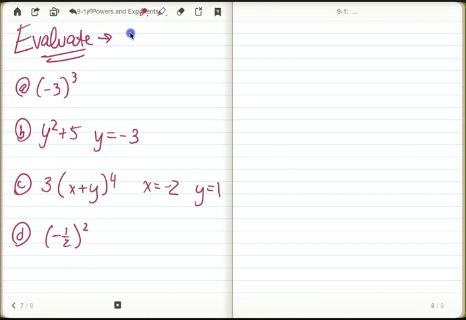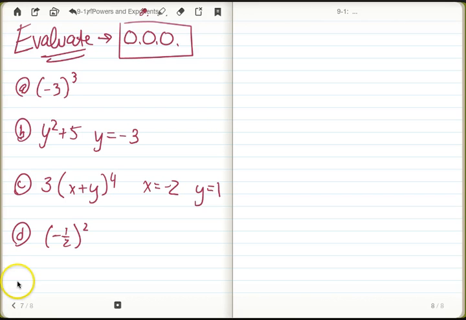Remember that we still have to follow the order of operations. Exponents come before multiplication and division, which come before addition and subtraction. So you really have to focus on your order because it does matter. So hit pause, solve these, and hit unpause when you're ready to proceed.